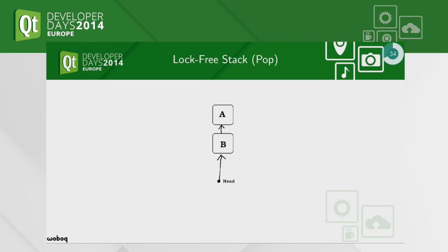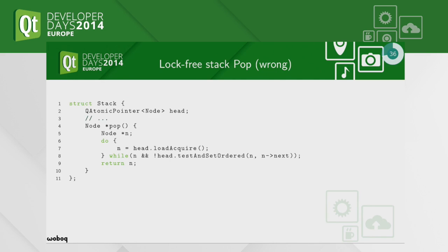So the pop is a bit more tricky. What we want to do here is to pop the node B, so to take the node B and then change head. We can just change head from B to A. That was quite easy, but unfortunately this is not correct.